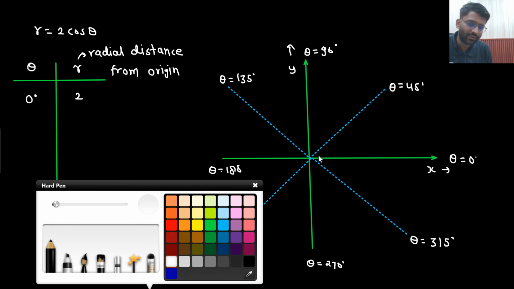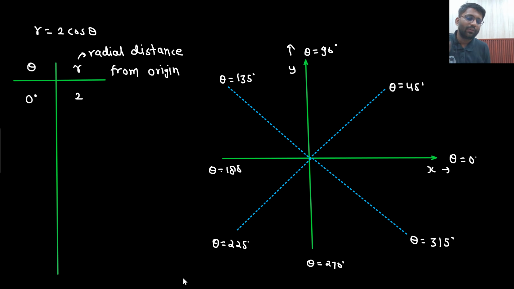So when theta is 0 degrees, you need to move a distance of 2 from the origin. I have moved a distance of 2 from the origin. This distance I have covered, which is 2. When theta is 0 degrees, you need to move a distance of 2 from the origin, the radial distance.